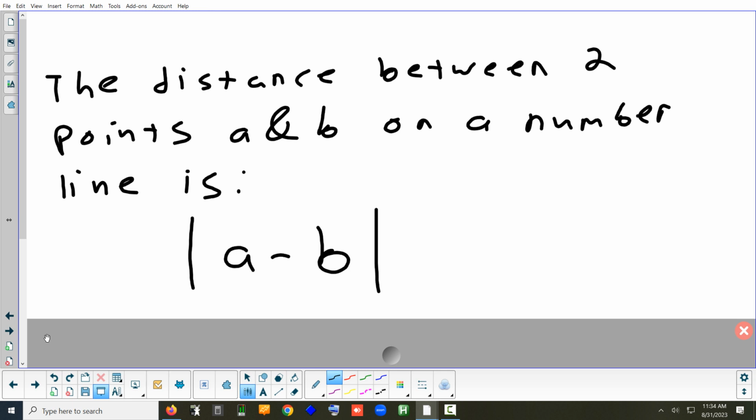And if you want to find the distance between two numbers on a number line, you subtract them and take their absolute value. That's the formula to find the distance between two values on a number line. Technically, you could do b minus a, it wouldn't really matter, because you're taking the absolute value. Whenever you're doing the absolute value, the order of the subtraction on the inside doesn't matter, because it's going to come out positive either way.